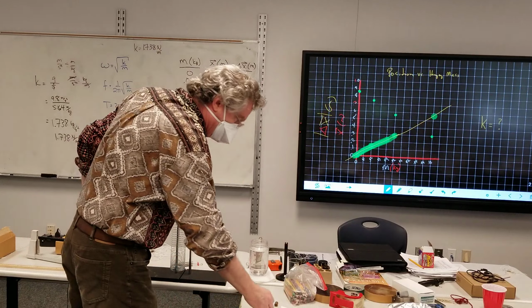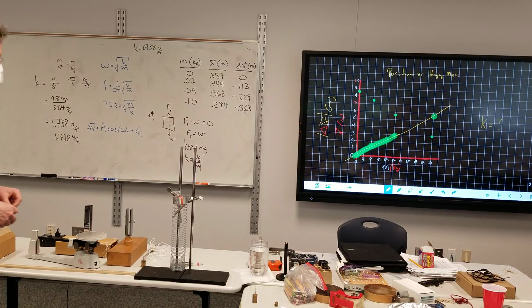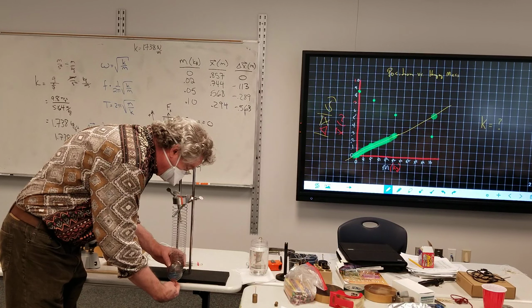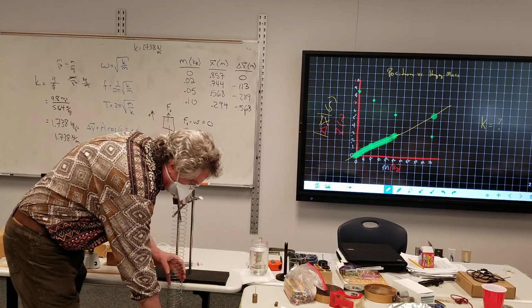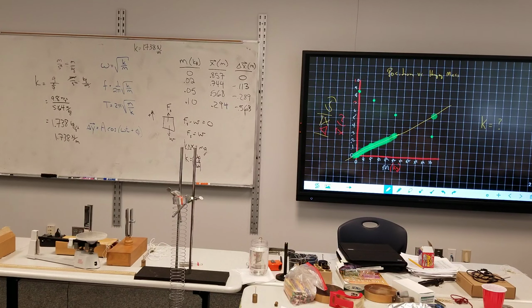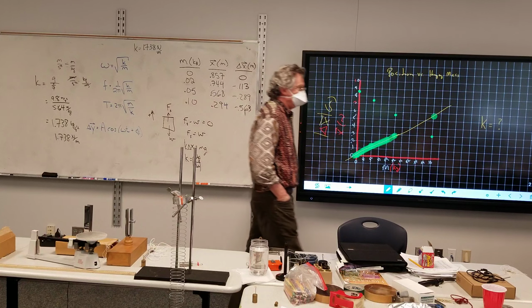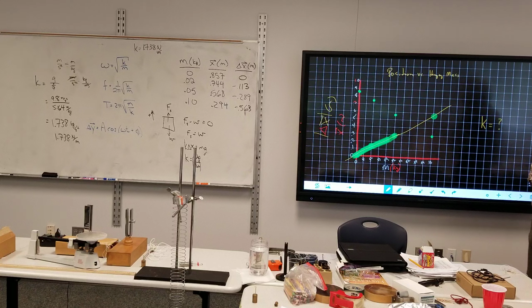So what I'm gonna do is I'm gonna add a 50 gram mass, and we are going to predict what the period's gonna be. So I should be able to pull it down, let go, and it's gonna oscillate back and forth. And so the question is, what should the period be with the 50 gram mass there? Or how would you find it?